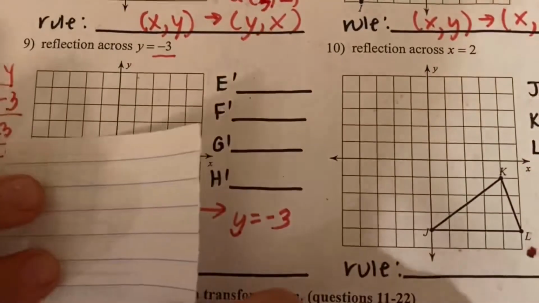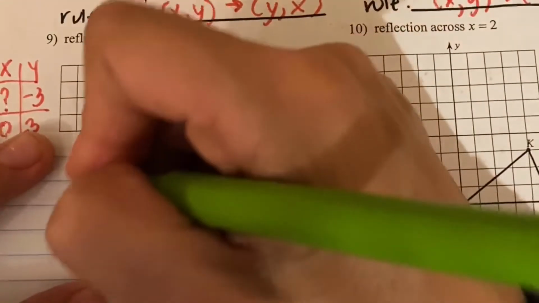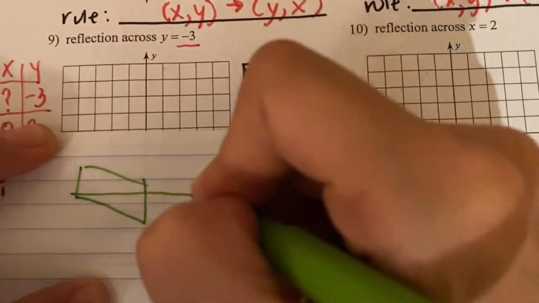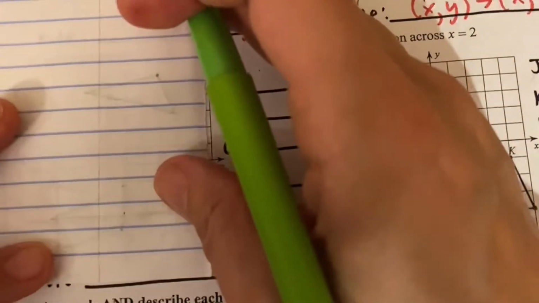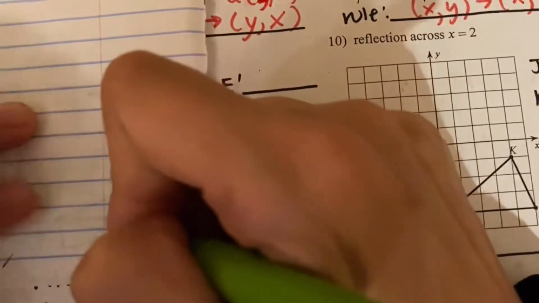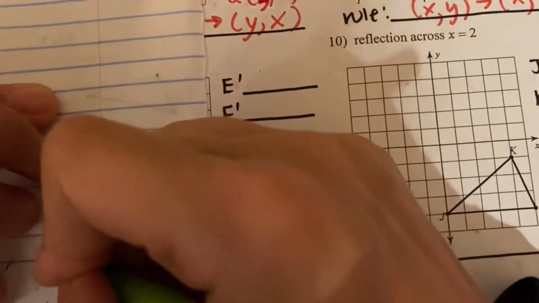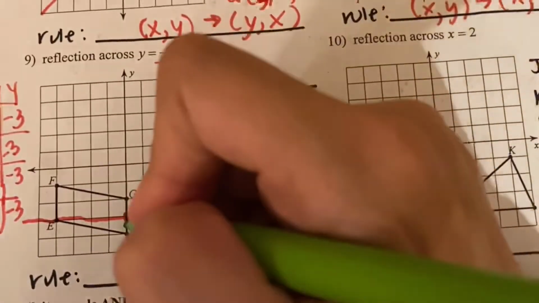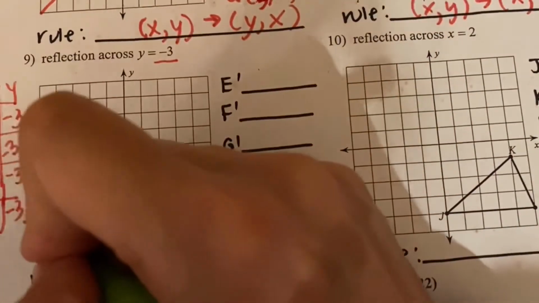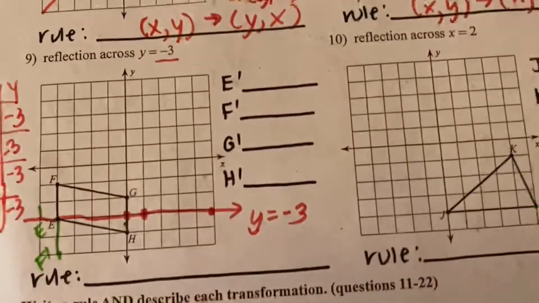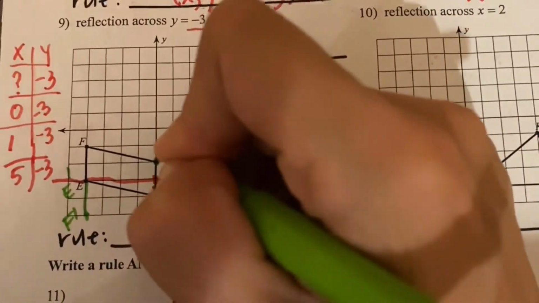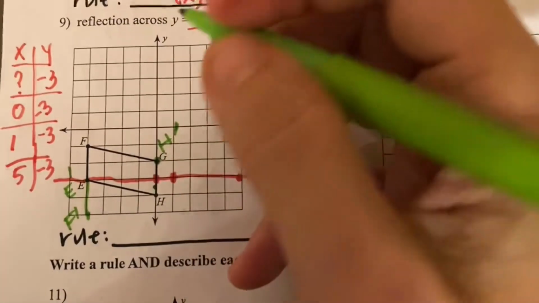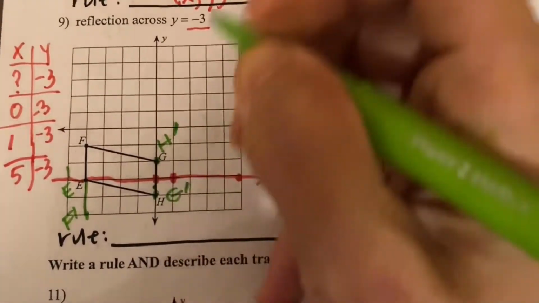Now they want me to flip this thing over this line. So here we go. Flip it over. What happens? Pretty cool. So it looks like here, here, here, here. Okay. So I flip it over the line, and now we have E prime, F prime. Flip it over the line. Now I have H prime, G prime.